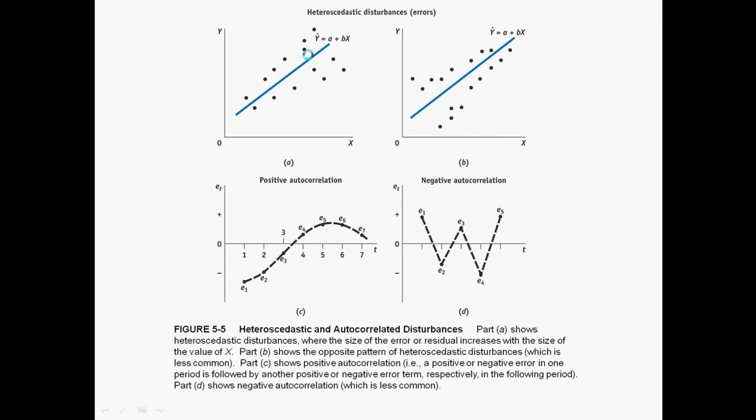This shows heteroscedastic disturbances here. In this case, there's a lot more variation up here at the upper end, when the dependent variable is high, than when the dependent variable is low. This is the opposite. Got a lot more variation when the dependent variable is low.